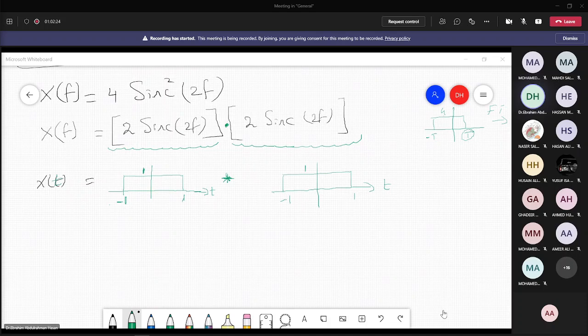Okay, one minute, I'll come back to you. Or try to solve this one. Find x of t here.